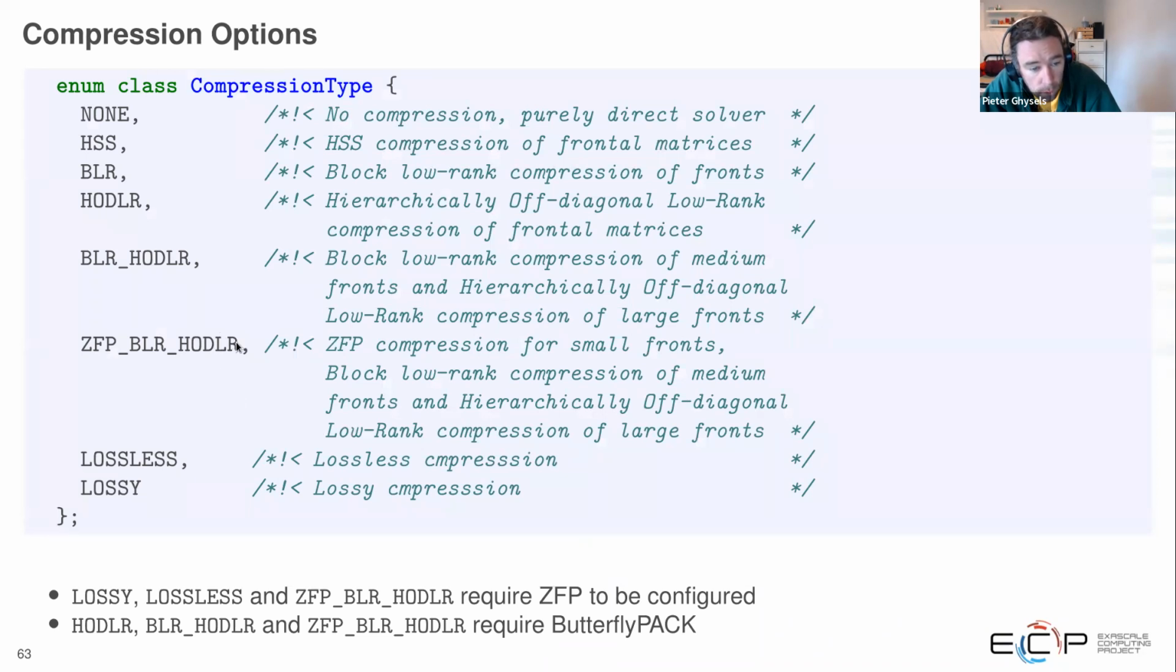You can also use this to do the HODBF. There's a separate parameter to switch from low rank to butterfly. And these are the other compression types. In order to use HODLR, you need to configure STRUMPACK using ButterflyPACK, and in order to use ZFP, this lossy or lossless compression, you need to configure with ZFP support.